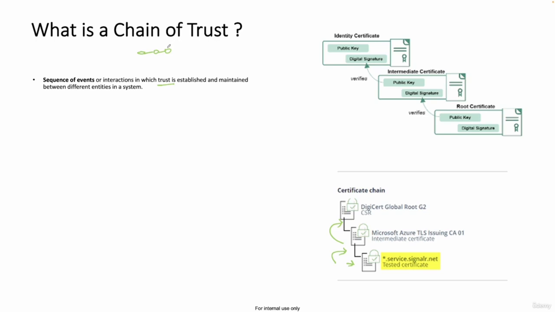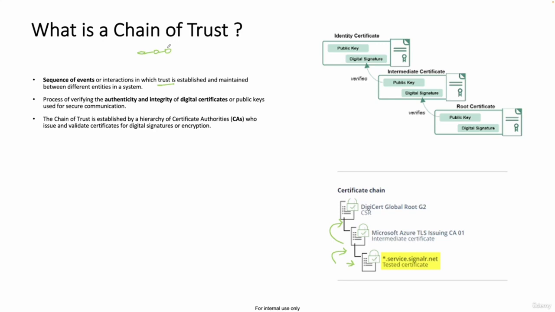So a sequence of events or interactions in which trust is established: the process of verifying the authenticity and integrity of digital certificates or public keys used for secure communication. It's self-explanatory, I'd say. I won't go into more detail, because as an organization, you are applying for the digital certificate, and the RA or the CA is actually checking: are you an authentic person? Are you the real Facebook.com? Are you the real cloudalchemy.com, right? So it ensures that authenticity and integrity are maintained.